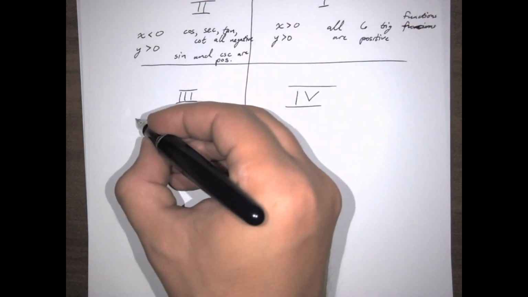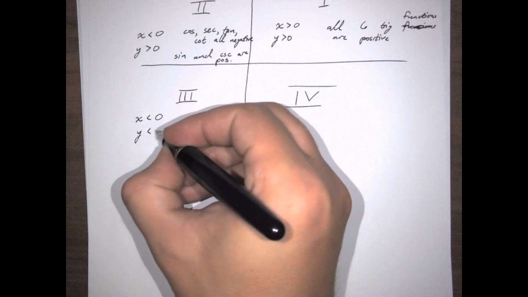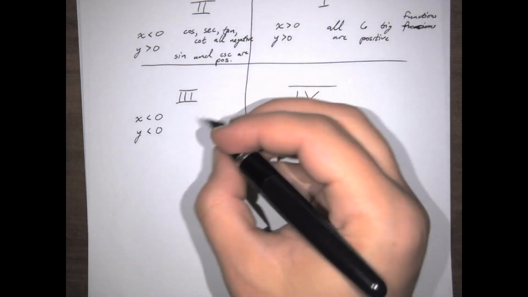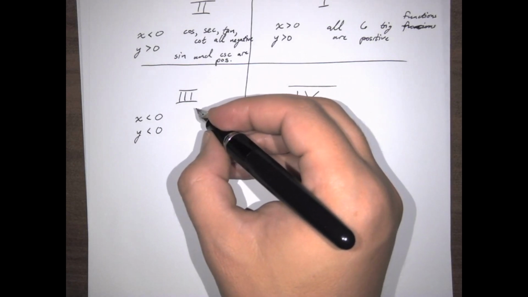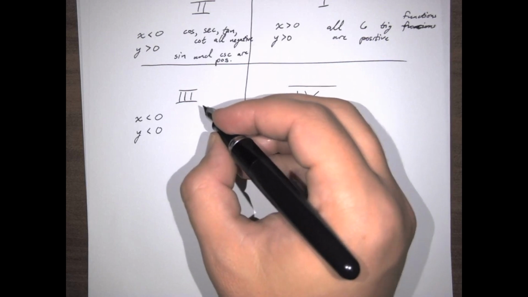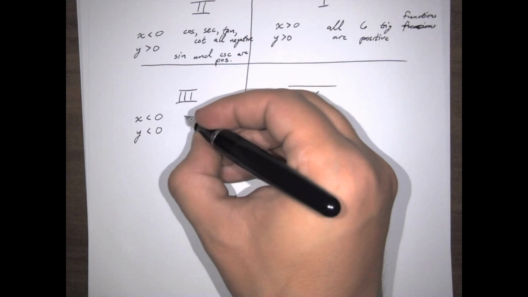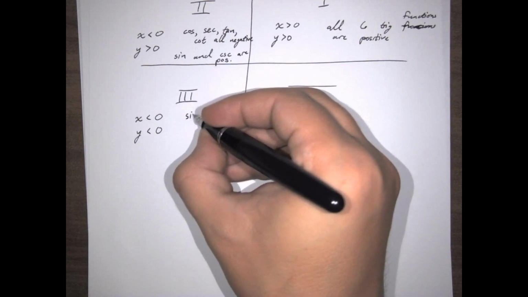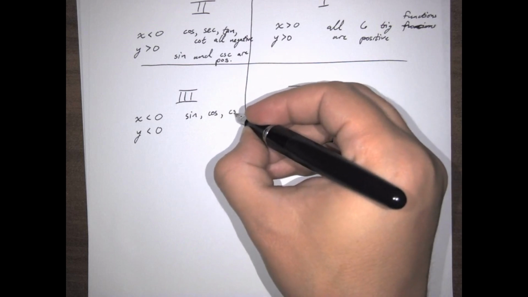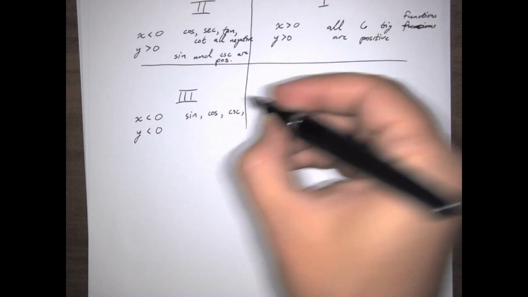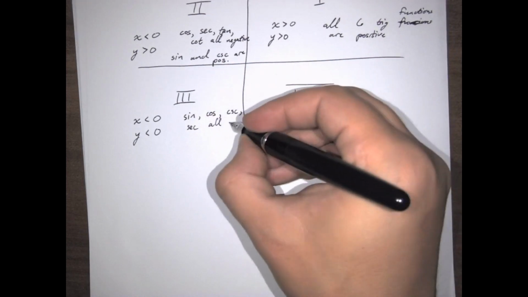Now down here, this is the quadrant where x is negative and y is also negative. And where that happens, we are talking about everything basically being negative except for the tangents, where negative over negative cancel out. So sine, cosine, cosecant, and secant, all negative.